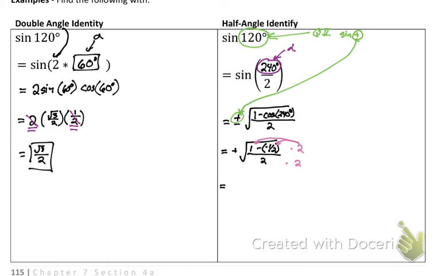We're going to have a positive square root of 1 times 2 is 2. What's a negative negative? See how we have a minus and a negative? It should turn into a positive. What's 2 times 1/2? 1. 2 times 2 is 4. So 3 over 4. Well, square root of 3 over 4. Square root of 3 is just square root of 3. Square root of 4 is 2. We end up back at square root of 3 over 2.